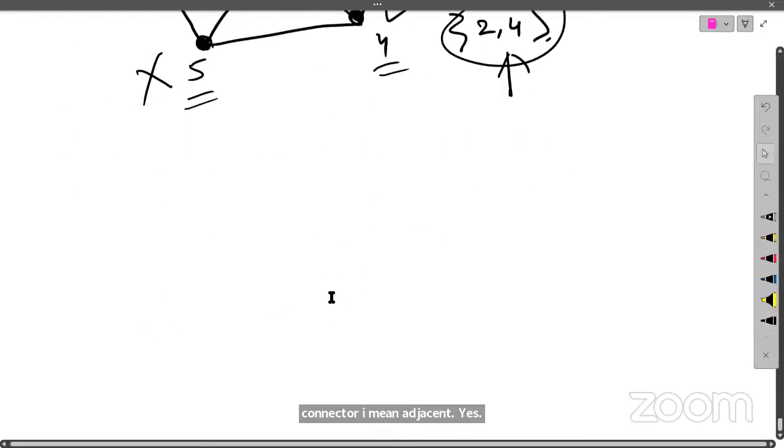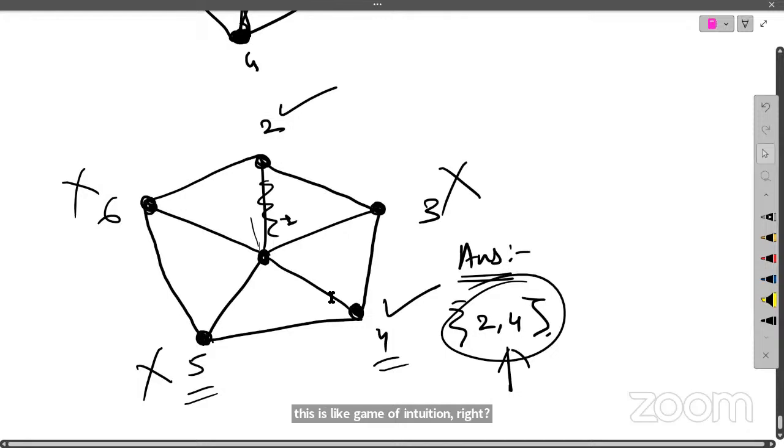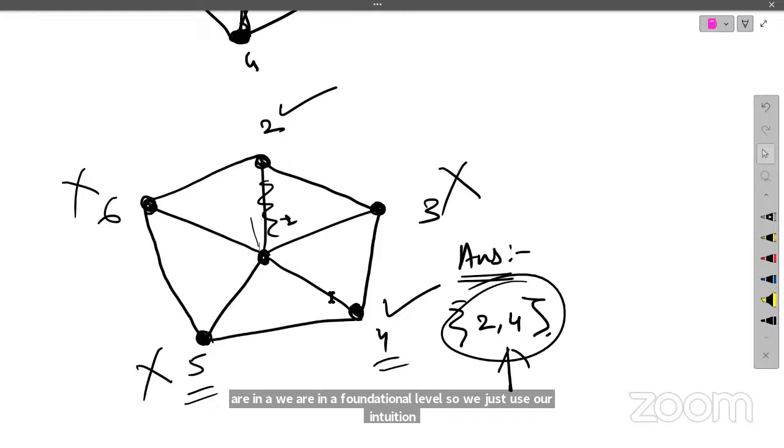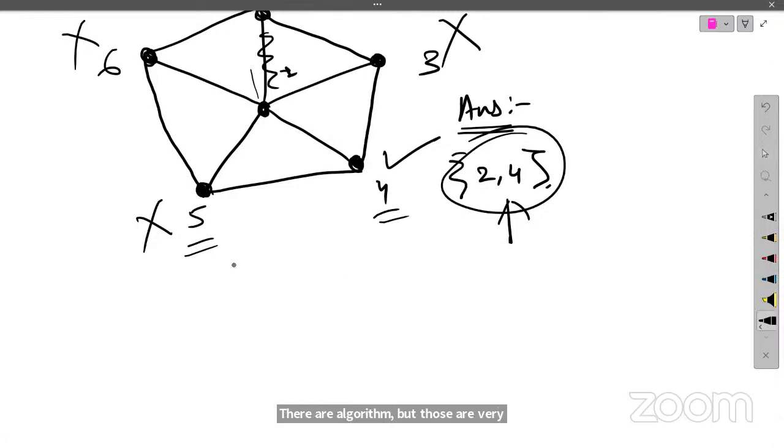Okay, so now let's go to the next topic, which is matching. This is like a game of intuition, right, ma'am? Plotting the independent vertices. Yes, you have to use intuition only, because algorithms are very advanced in this case for independent set, vertex cover, matchings, and all those things. Since we are at a foundational level, we just use our intuition to find such independent sets and vertex covers. There are algorithms, but those are very tricky, so forget about them. Let's go to matching now.